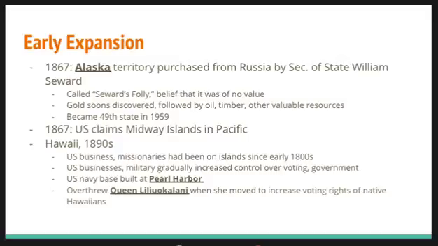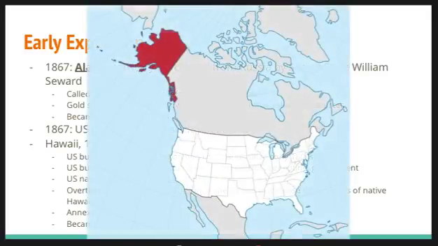Well, these businesses weren't happy with some of the decisions made by one of their queens, Queen Liliuokalani. Let's say that again, Queen Liliuokalani. She moved to increase voting rights of Native Hawaiians. And so they overthrew the Queen and established their own independent country, and it was eventually annexed by the United States in 1898, and then became the 50th state in 1959, the very same year that Alaska became a state in the United States.